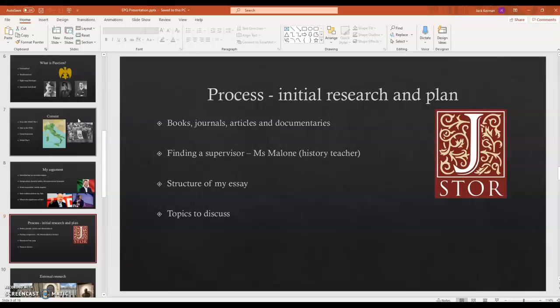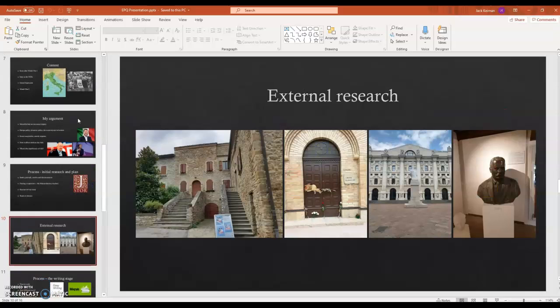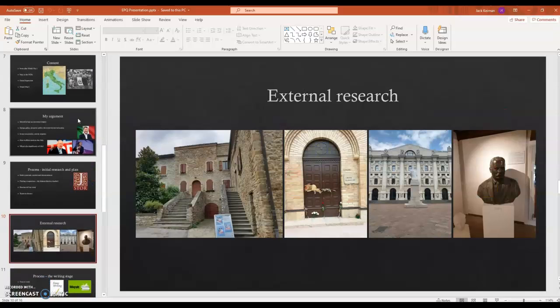After that, I discussed the process, my initial research and plan. You can also introduce things like how you found your supervisor, how you found your topic, and the initial research, so what you used, books, name it all. But the most important part about this section is probably the external research part.